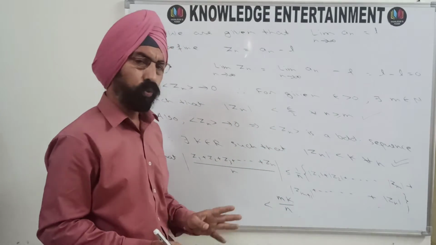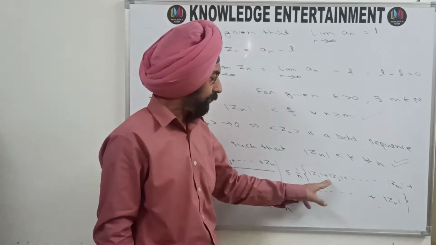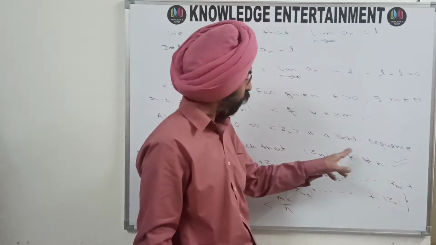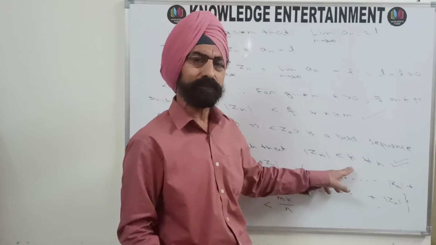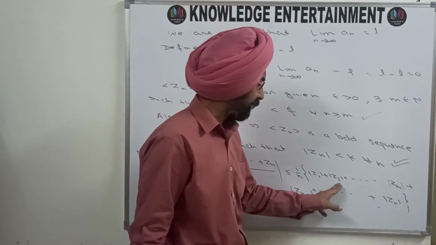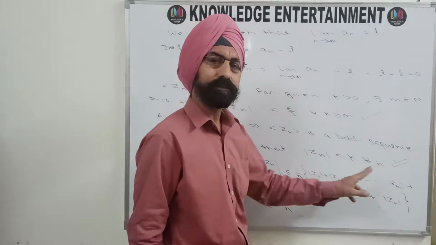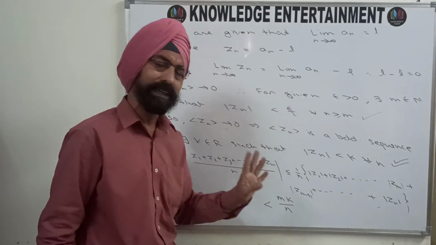I am repeating why it is so: this mod Z1 is less than k, this mod Z2 is also less than k, this mod Zm is also less than k, because mod Zn is less than k for every n. I am just using up to m. So you will get m times k, and there is 1 by n outside, so you will get mk by n.